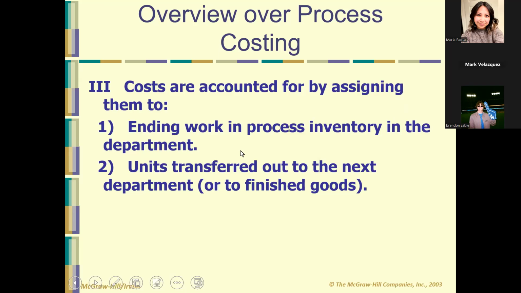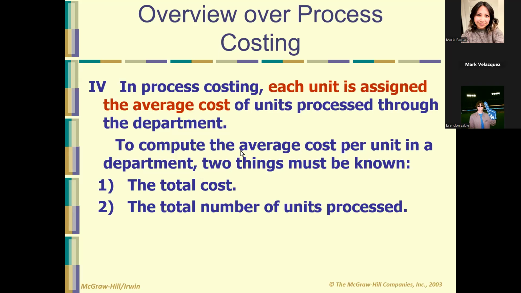We assign them to the ending work in process inventory and the units processed to the next department. Now I have a good cheat sheet that I'm going to put up here in a little while and try to break this down a little bit easier for you. These slides are new and clunky. I don't particularly care for them. They're too busy. Each unit is assigned the average cost of the units processed. We need to know the total cost and, believe it or not, the total what they call equivalent units.